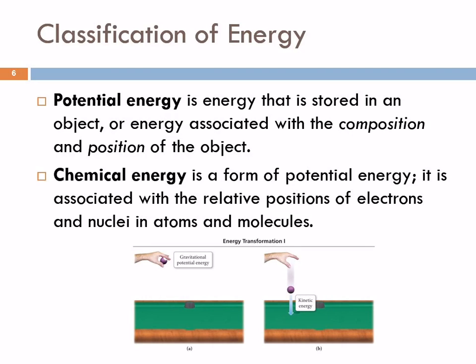Chemical energy is a form of potential energy. Just like thermal energy was a form of kinetic energy, chemical energy is a form of potential energy. This doesn't have to do with position above the surface of the earth, but has to do with relative positions of atoms and molecules within a substance.